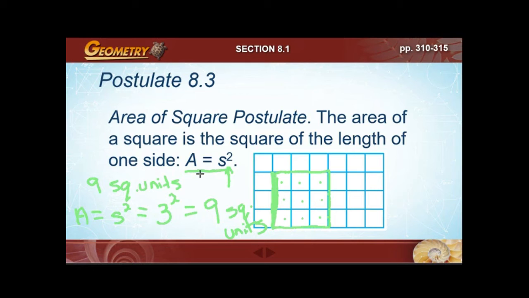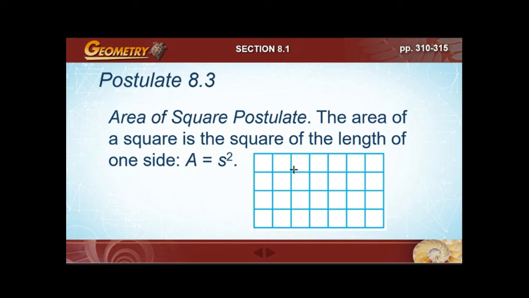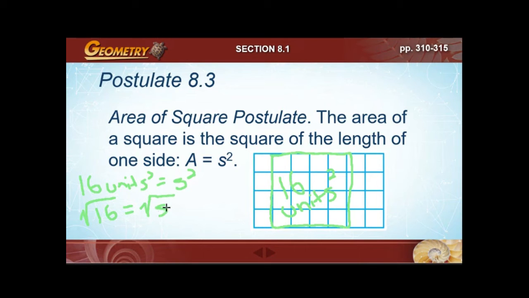Now, it's possible to go backwards, to start with the area and calculate the side. If we know that a square has 16 units squared as the area, we can go backwards. So we have 16 units squared is equal to the side length squared. To undo a square, we have to do a square root. So we're going to square root both sides. Square root of 16 is equal to the square root of s squared.